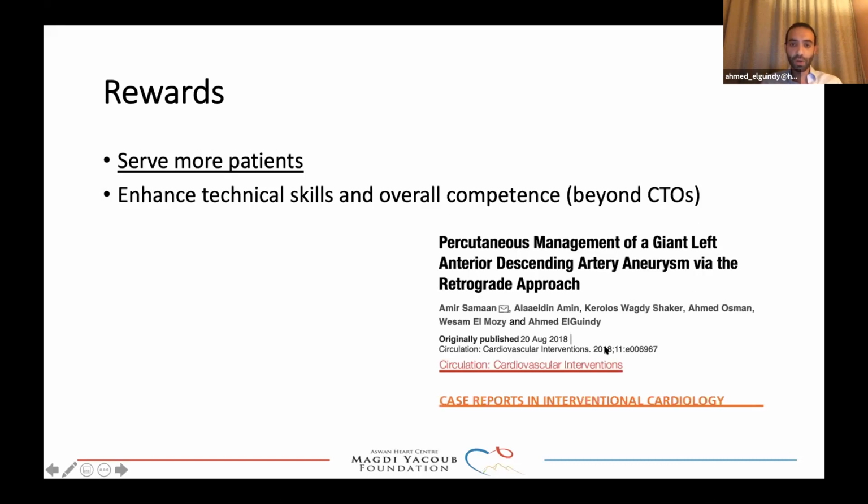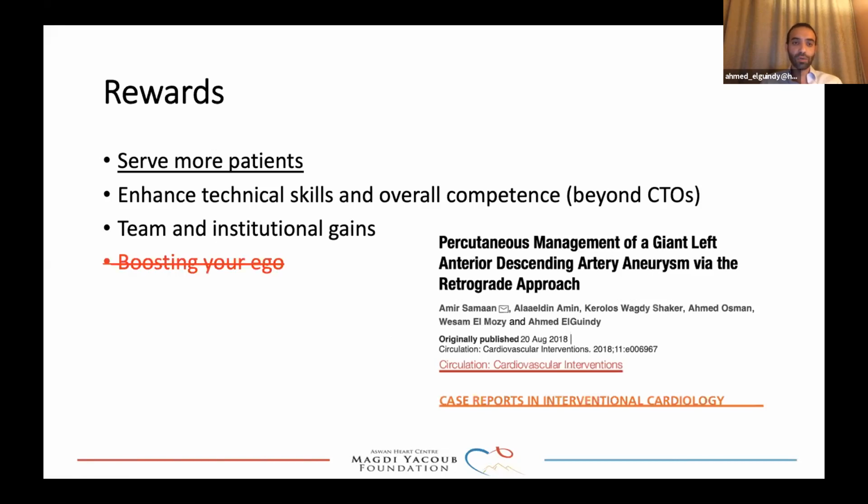And in fact, this is one of our papers from the group where the management of a huge LAD and RCA aneurysm was only managed, we were only able to do so via a retrograde approach with very poorly developed collaterals in all honesty. And there are obviously team and institutional gains with the visibility that comes to institution, expanding programs, grants, being parts of registries and trials. But I can definitely tell you that boosting your ego is not one of the rewards. You will be put down, you will be frustrated, you will fail. So that's not really the reason to go into CTO PCI, and generating income, at least in the early years, is not going to be one of the rewards you could expect to see.